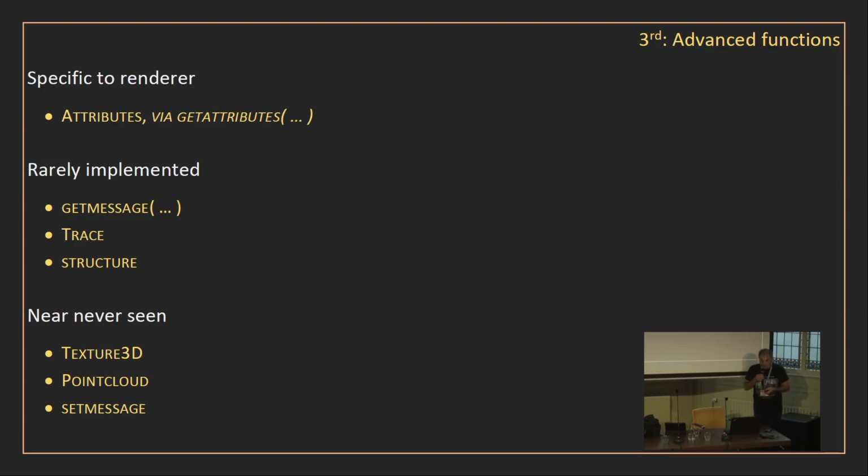And also there are very terrific things like 3D textures. Everybody knows 3D textures? 3D textures are scanned materials, mostly BRDF, things like that. You also have point clouds. There are no point clouds in Blender either. And you have set message to communicate. Those three functions are not in Blender, so it's not a problem. We will not talk about that.